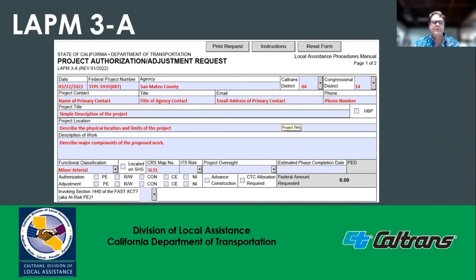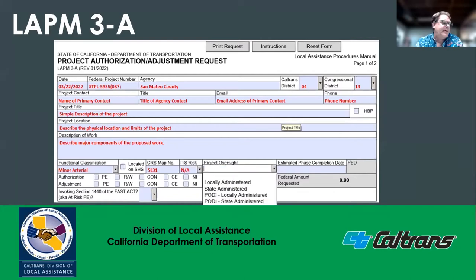Again, if the project involves ITS, select the level of risk. Select who is delegated authority to administer the project. Majority of the projects we deal with are locally administered.